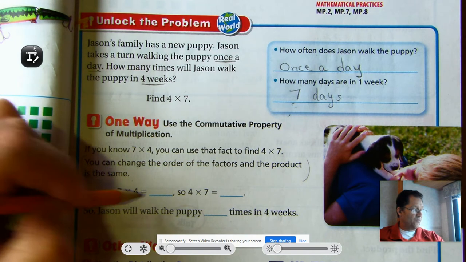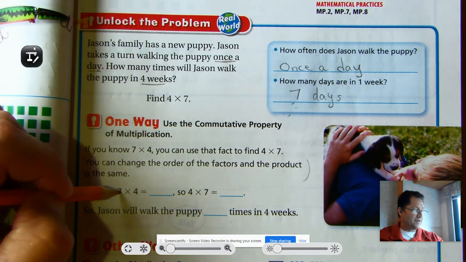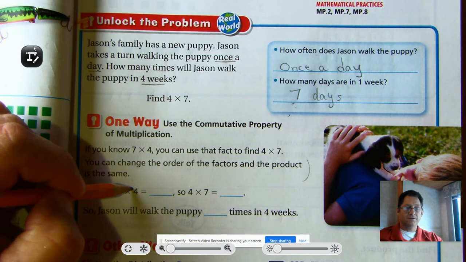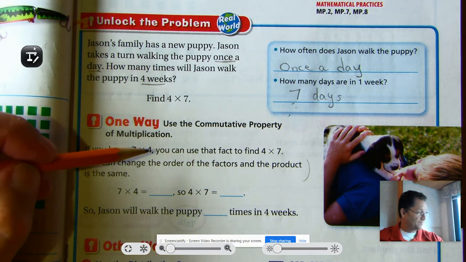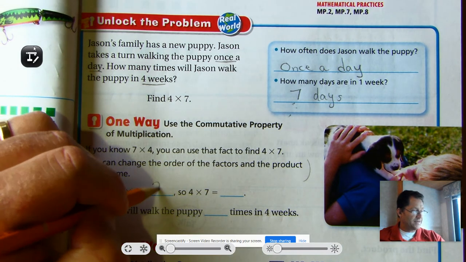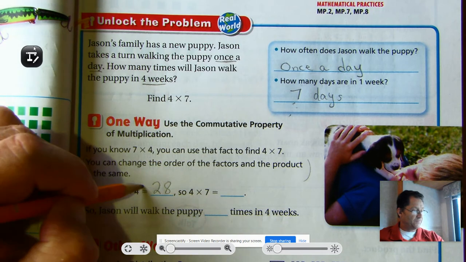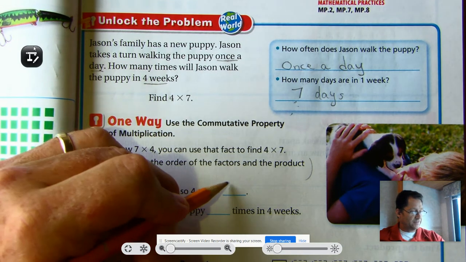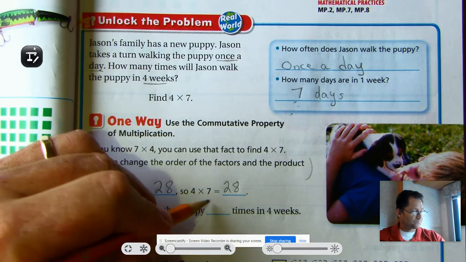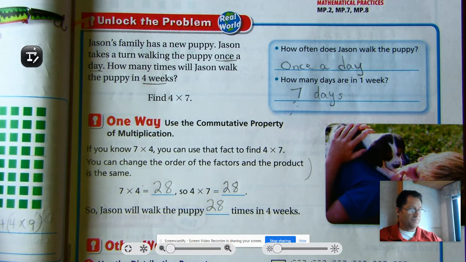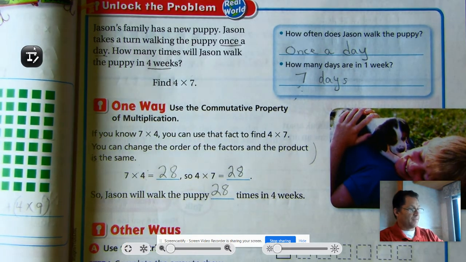So 7 times 4 is the same as 7 times 2, doubled. 7 times 2 is 14, and 14 and 14 is 28. So if 7 times 4 is 28, then so is 4 times 7. So he walks the puppy 28 times in 4 weeks.